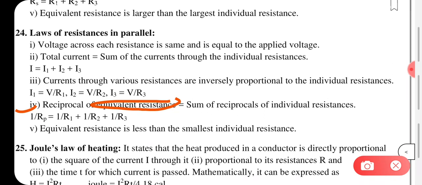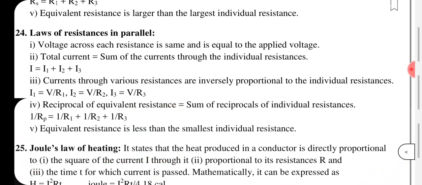Fine, so the equivalent resistance will be 1 upon R1 plus 1 upon R2 plus 1 upon R3 if there are only 3 resistances. Okay, the last point is on equivalent resistance. It will be less than the smallest individual resistance, obviously. When you add them, it will come out lesser than the smallest individual resistance.